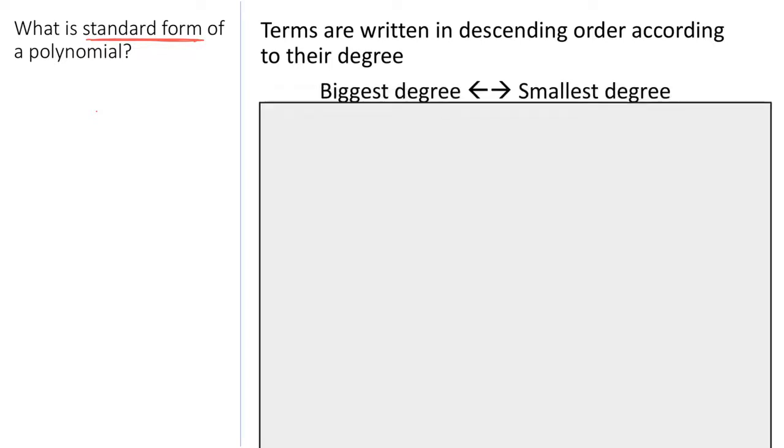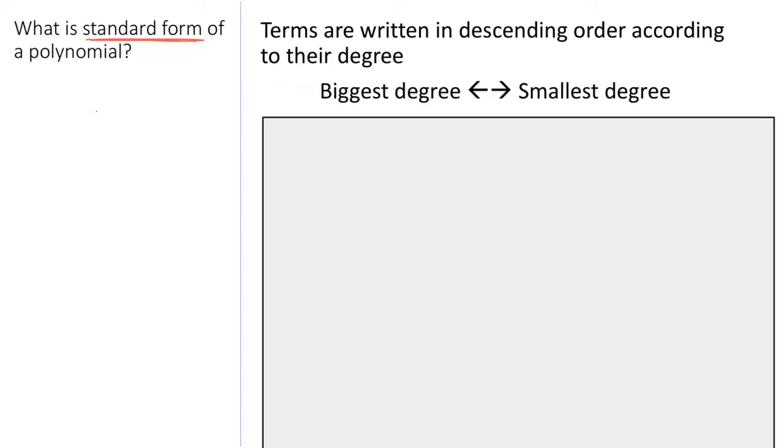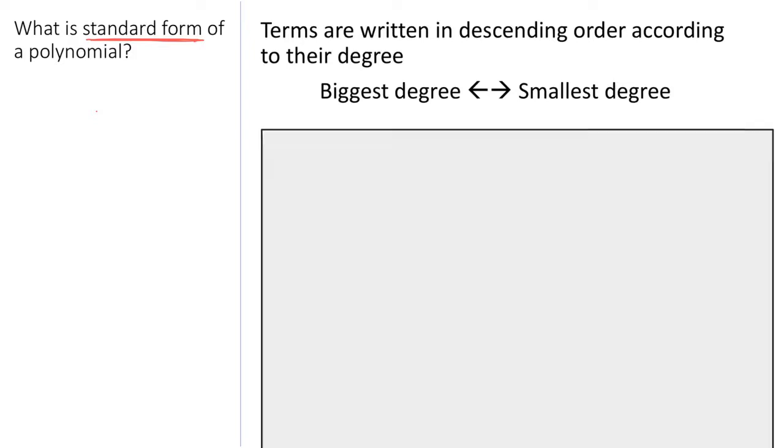The last vocabulary-based word is this thing called standard form. And standard form is like the standard way of writing a polynomial. It's what's traditionally written. It makes our lives a lot easier when we start doing some operations with polynomials. So it's important to know the standard form is when the terms are written in descending order. Descending means the exponents are going down according to the degree. So, in other words, it goes from the biggest degree term all the way down to the smallest degree term.